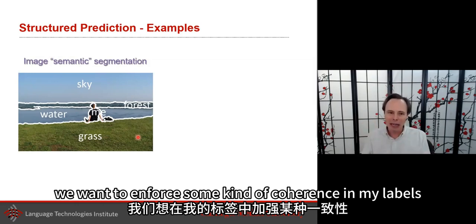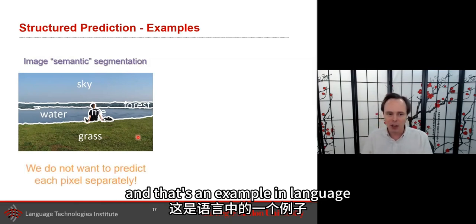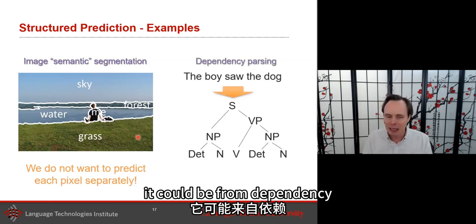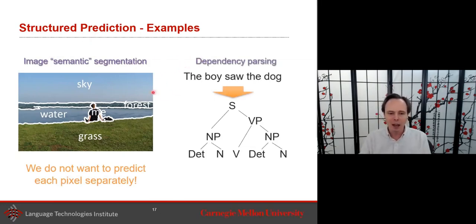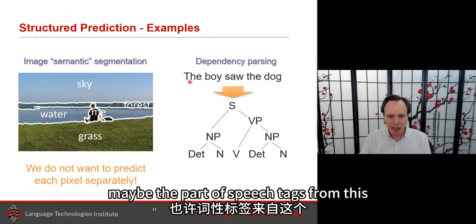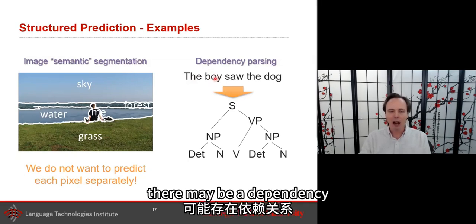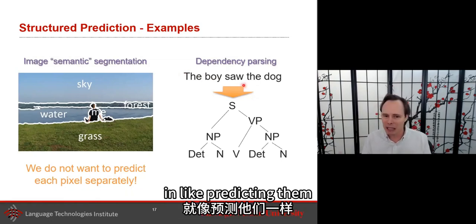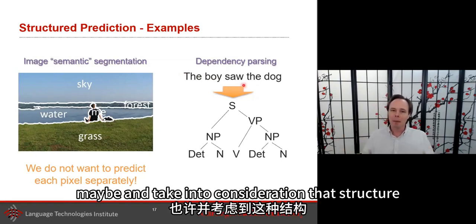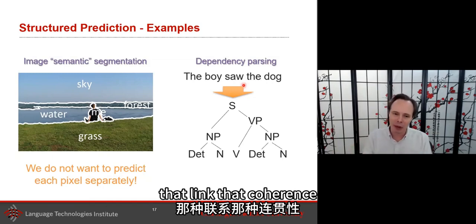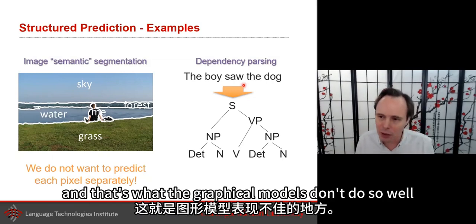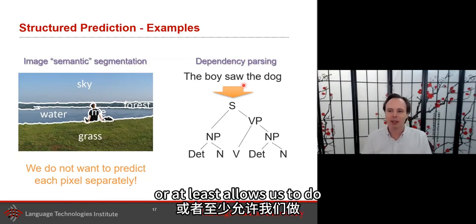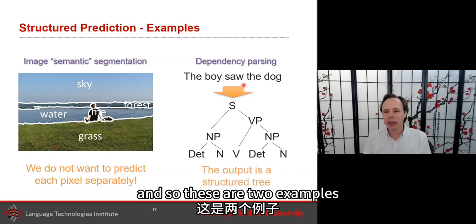And that's an example in language. It could be dependency. If I'm predicting maybe the part of speech tags for this word or this word, there may be a dependency, a coherence, in predicting them. I want to predict them and take into consideration that structure between the words, that link, that coherence. And that's what graphical models do so well, or at least allow us to do. And so these are two examples.